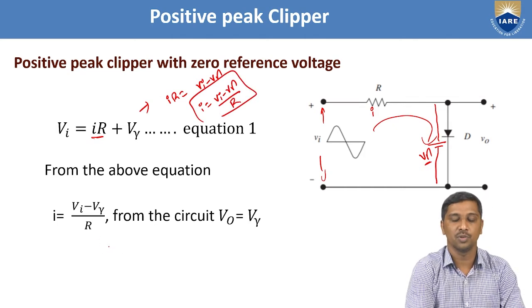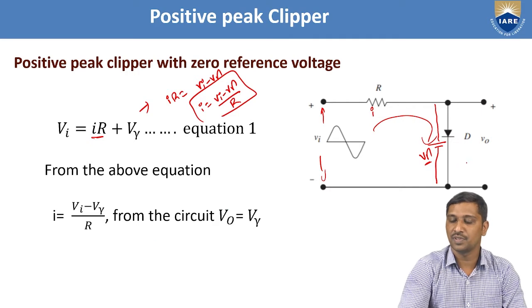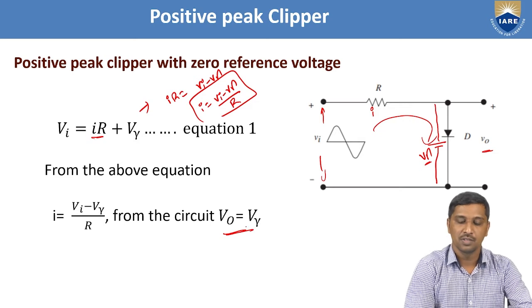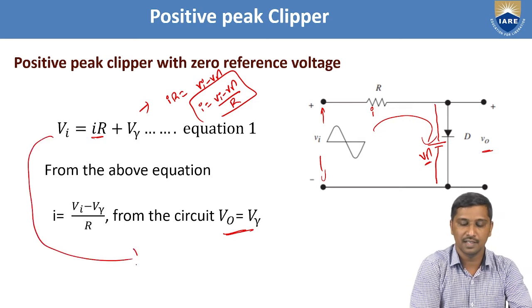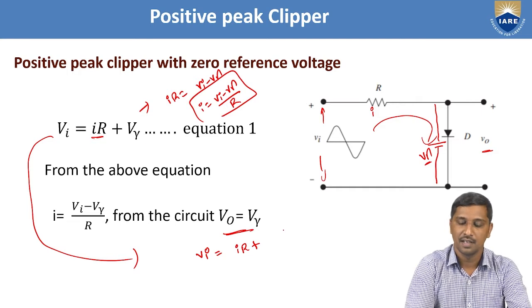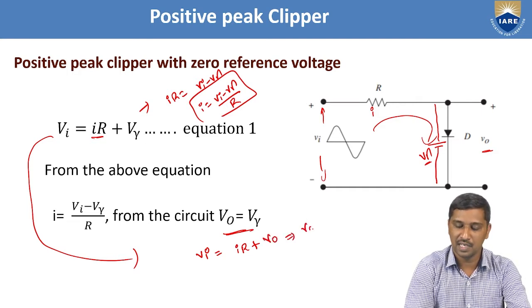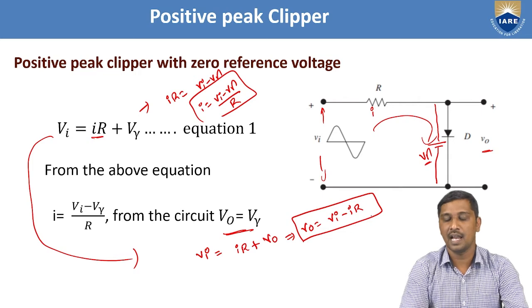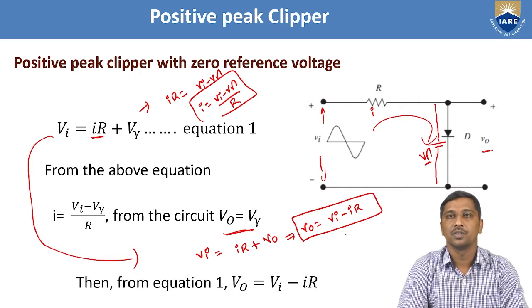The same relation I have shown here. Again, from this equivalent circuit, what is the output voltage? V0 is directly proportional to the cut-in voltage of the diode. Hence, V0 is represented as V gamma. So just substitute this relation. How to write this equation? Vi is equal to I into R plus V gamma, where V gamma is replaced with V0. Hence, V0 is equal to Vi minus I into R. That I have shown here.